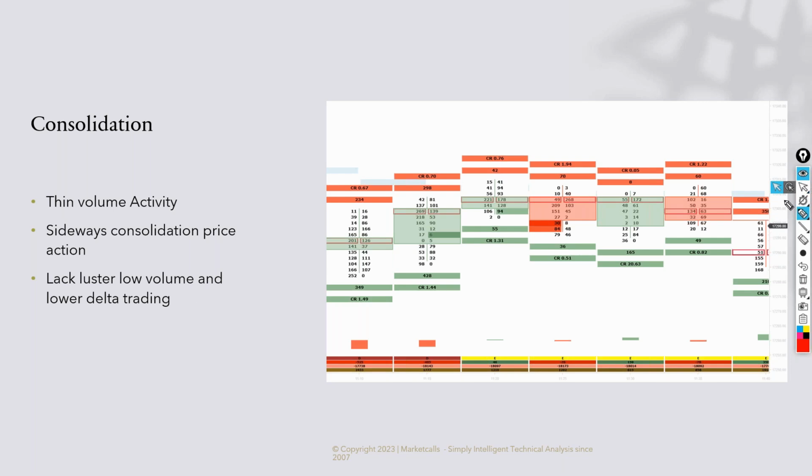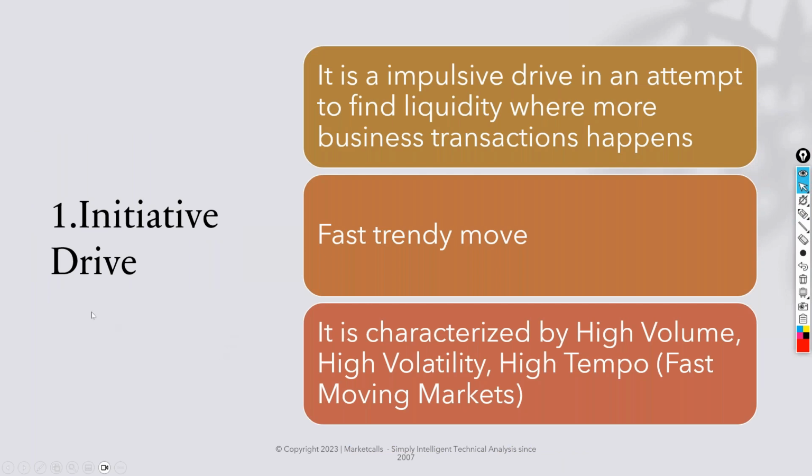And here comes the most important concept here. So we'll straight away jump into the initiative drive and absorption. Initiative drive is more of an impulsive move, strong price action, a trendier move, fast price action is what you'll be seeing with the initiative drive. It is characterized by high volatility, high volume, high tempo. High tempo means fast price action. That is with initiative drive.